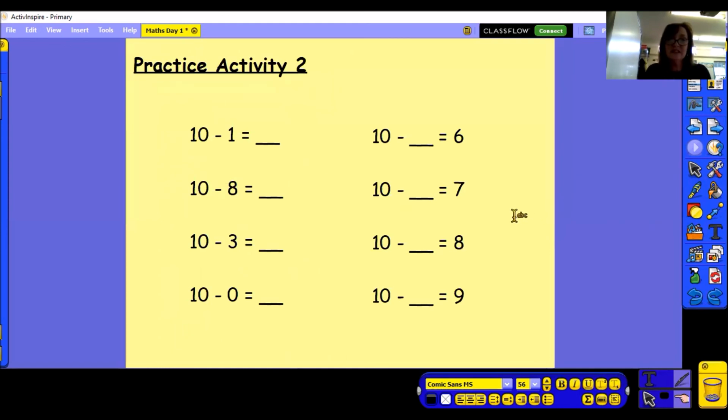Now you need to pause the video and have a go at this one. This is your practice activity 2. We've got 10 take away 1. What's the answer? 10 take away 8. 10 take away 3. 10 take away 0. 10 take away 9. 10 take away 8. 10 take away 7. 10 take away something is 7. And 10 take away something is 6. Have a little look at it and see if you can see a pattern. You might want to write them out and work systematically. Pause the video and have a go. Good luck.